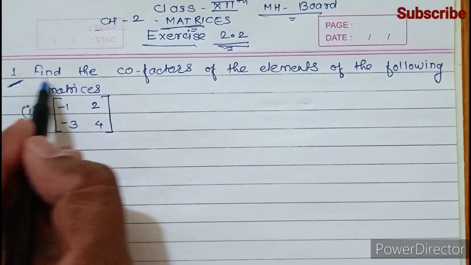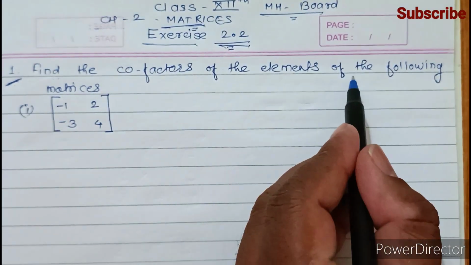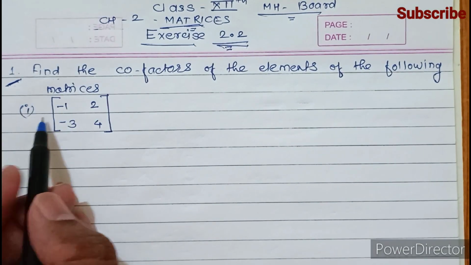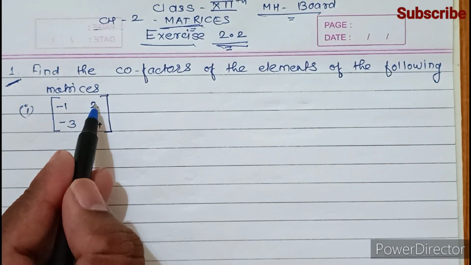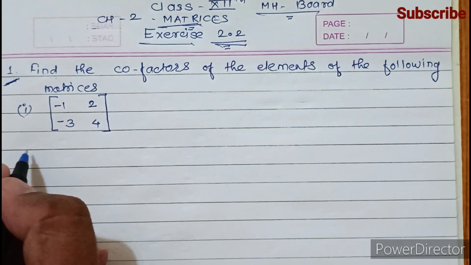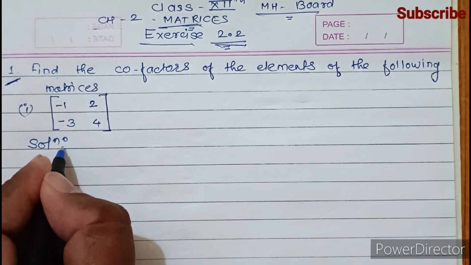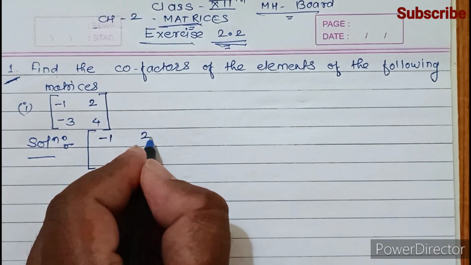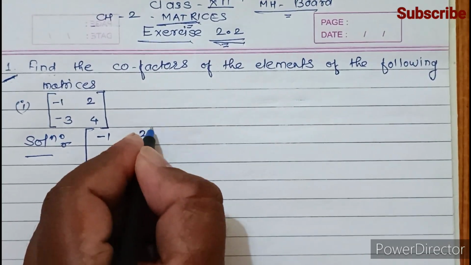The first question is: find the cofactors of the elements of the following matrices. 1. The elements are -1, 2, -3 and 4. Therefore, write down in the solution part the question as it is, that is -1, 2, -3, 4.